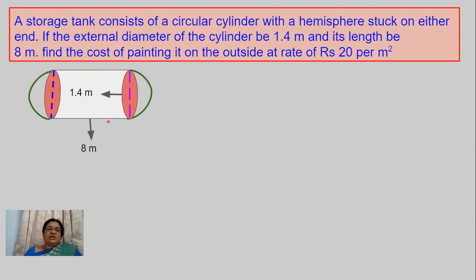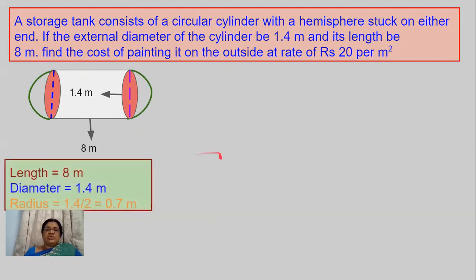So in this figure, you have to find out first what will be the total surface area of this figure. Let us work out. So what are given? The length is given, how much it is? 8 meters. And the diameter is given, how much it is? 1.4 meter. From this you can find out the radius, that is equal to 0.7 meters.